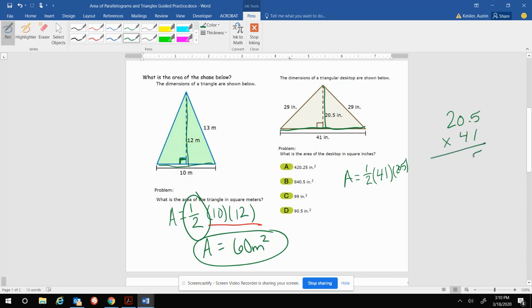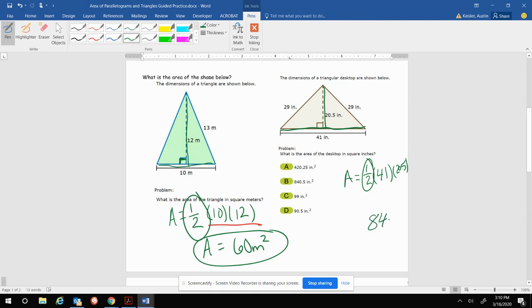So I can just multiply it all out. So I get 5, 0, 2. Add my 0, and then I get 20, 2, and then 8. So when I add those up, I get 84, 0, 5, and I have one decimal. So I get 840.5, but remember, I have this half.